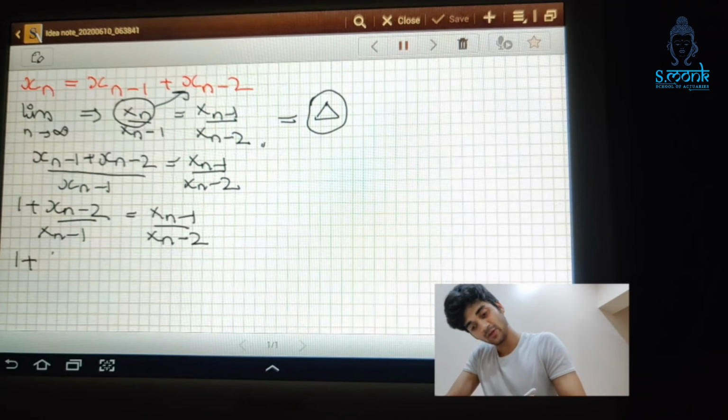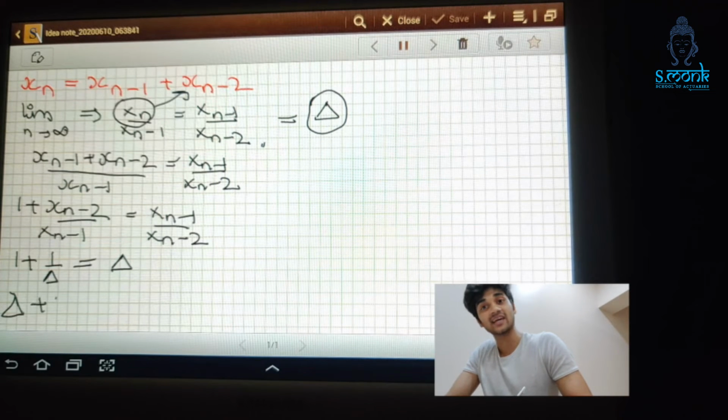And so we can write this as 1 plus 1 over delta is equal to delta. This delta is the ratio we're trying to find, and if we just multiply up the sides, we'll realize that it's actually a quadratic equation, where you get delta plus 1 is equal to delta square. So delta square minus delta minus 1 is equal to 0.